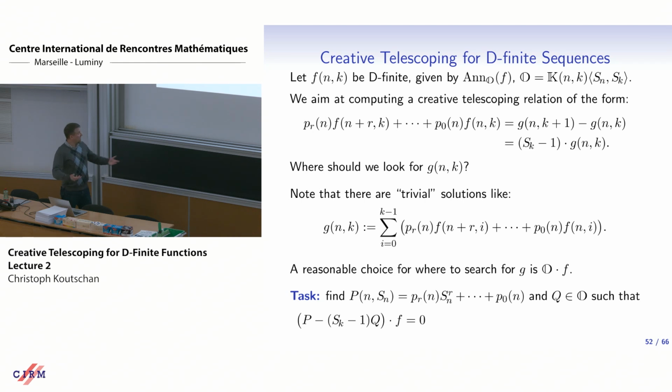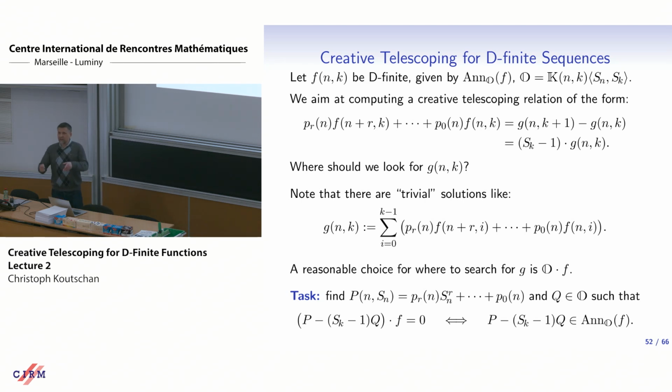So in algebraic terms, the task is we want to find an operator P that corresponds to this left-hand side and an operator Q that will generate us this G. So G will be Q times F. And then this relation translates into this operator. So this operator should annihilate F, and this is nothing else but claiming that this operator is an element in the annihilator.